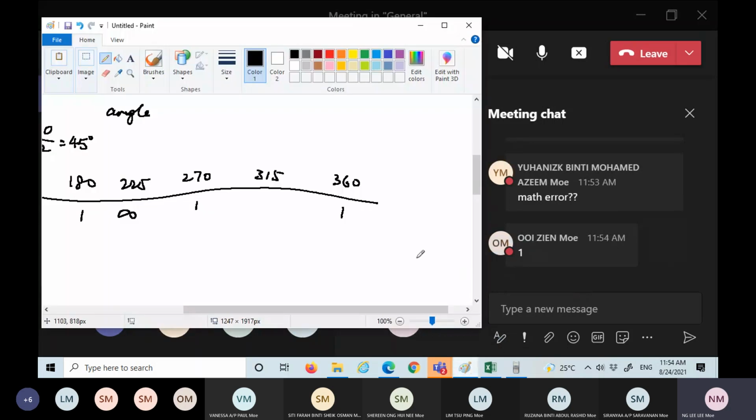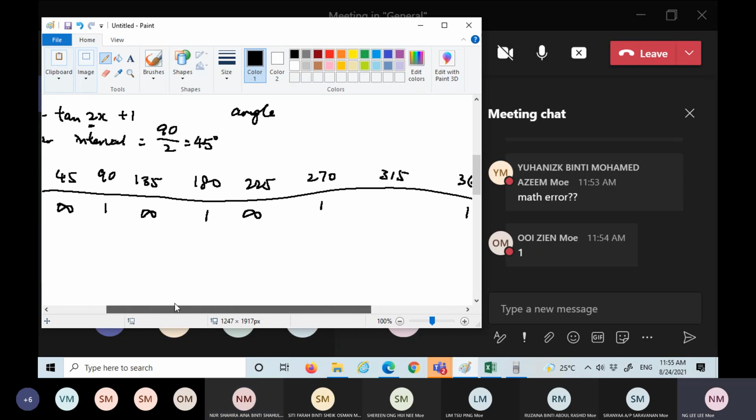Is it got one more? Shahira? When x is 315? Teacher, can show the question again? 315, oh, okay. Tangent, negative tangent to x. Okay, after that, only plus 1. Get the tangent first, then only plus 1.